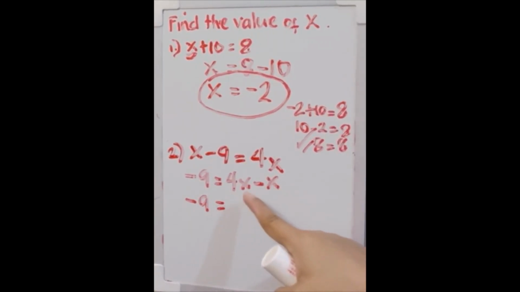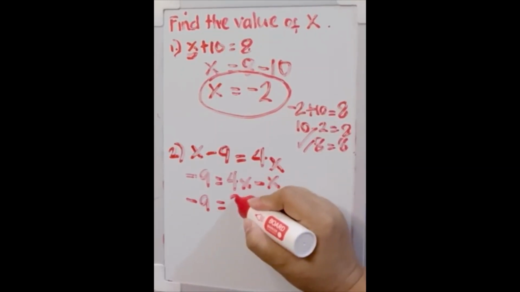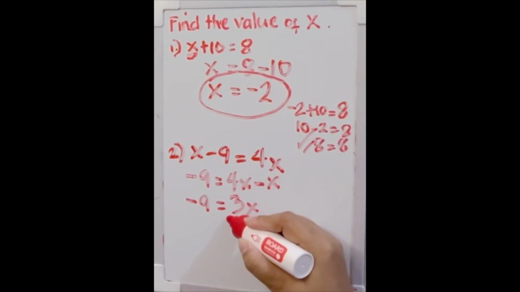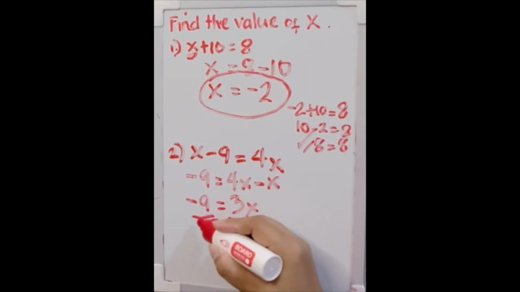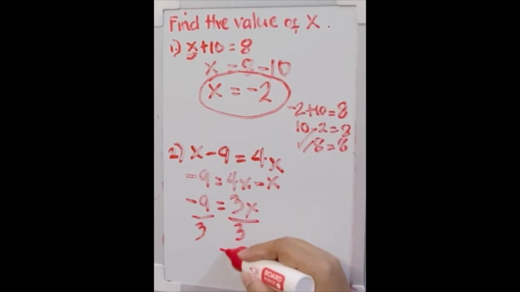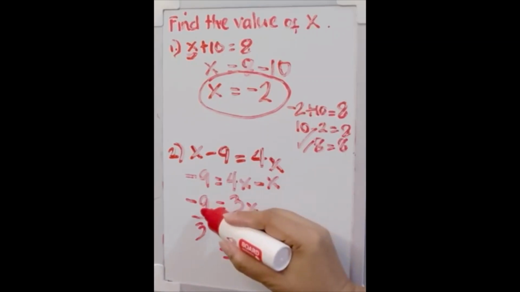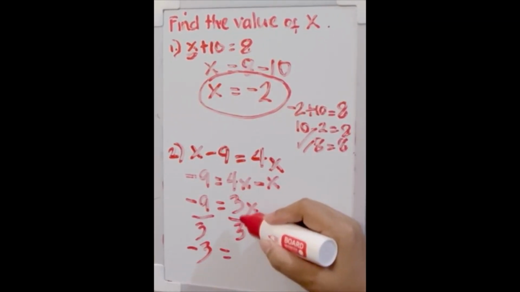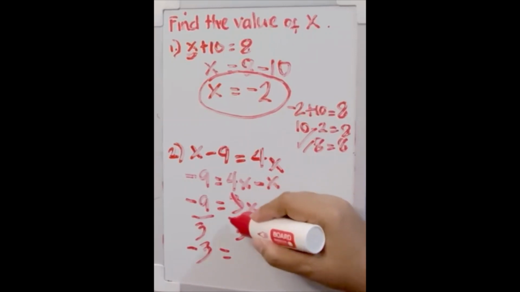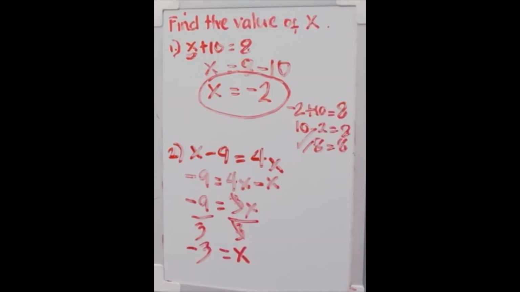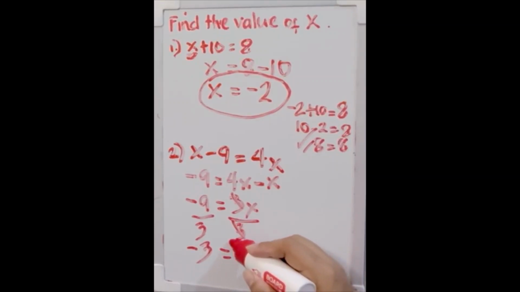It's just like saying 4x minus 1x. That gives us 3x. Now we're not yet done. We need to divide both sides by 3. Because we want to get the value of x here. So now we have negative 9 divided by 3 is negative 3. Now 3 divided by 3 is just equal to 1. So we can just cancel that. And what is left is x. So our answer is x is equal to negative 3.